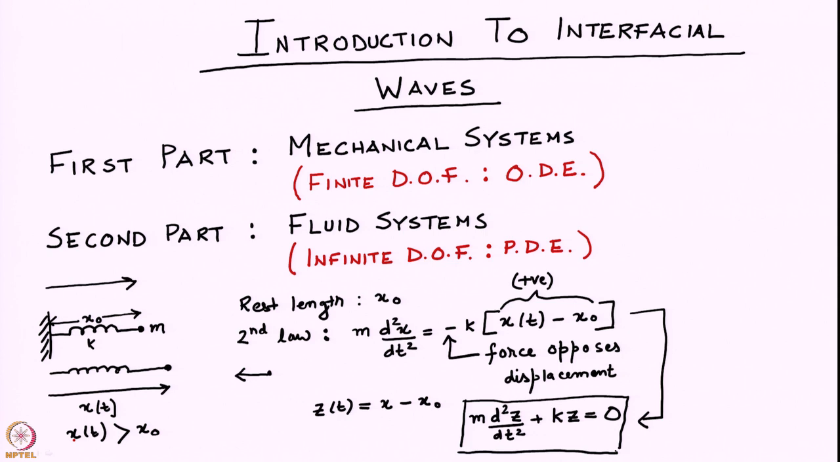Now I will introduce a method called the method of normal modes to solve this equation. All of you I think know how to solve this equation. This is a linear constant coefficient ordinary differential equation. You know how to solve it, but I will introduce in particular the method of normal modes, and the advantage is that this method will generalize to more complicated systems where we will have more than one mass and more than one spring. So let's learn about this method.